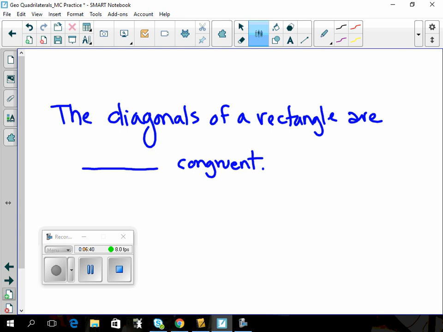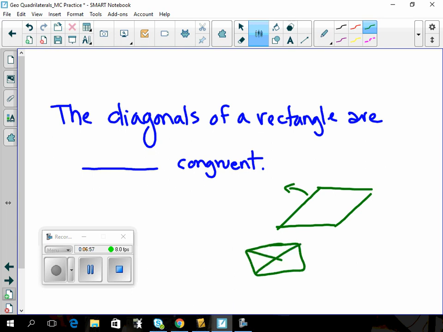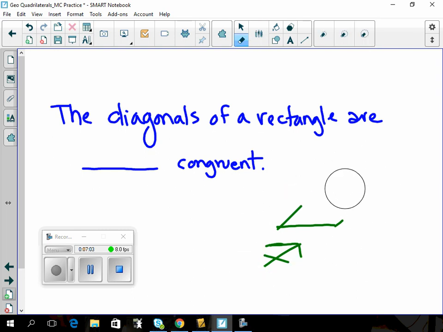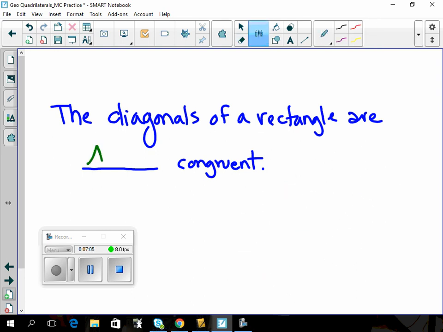Okay? The diagonals of a rectangle. So you want to think about it. They are always congruent. Remember when we built, if we have any regular old parallelogram and we try to upright it so that it looks like a rectangle, doesn't it make the diagonals congruent? We talked about that, right? So in a rectangle, they always are congruent.